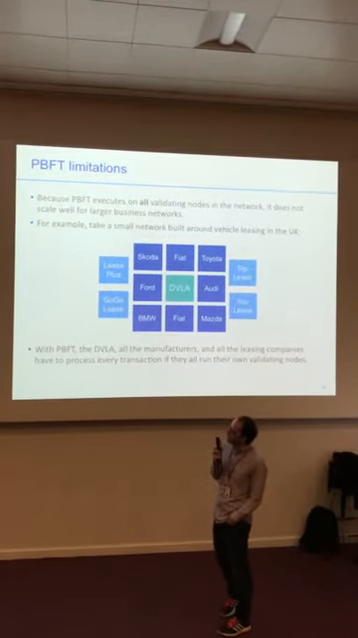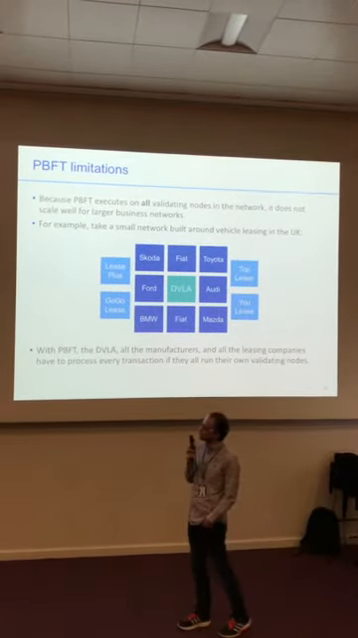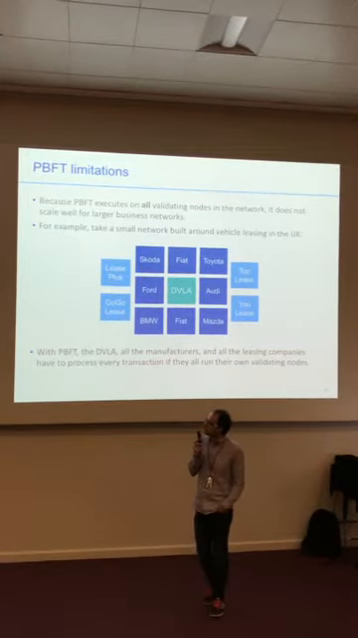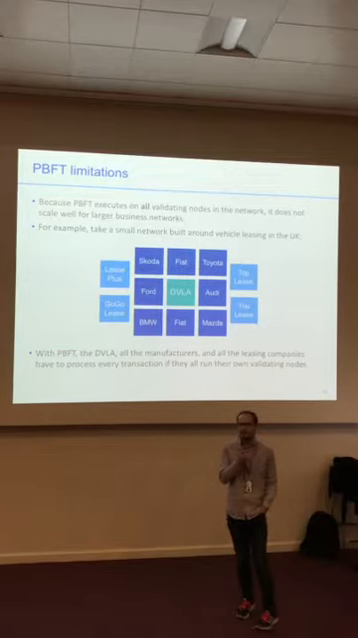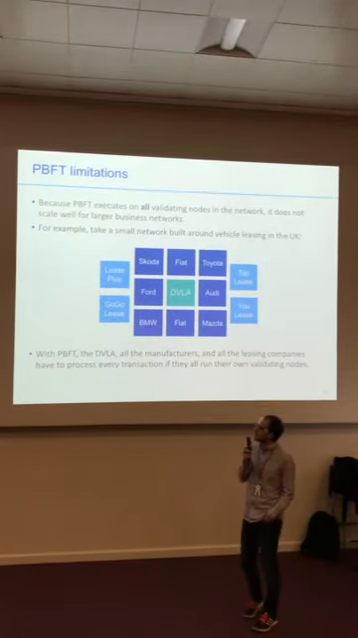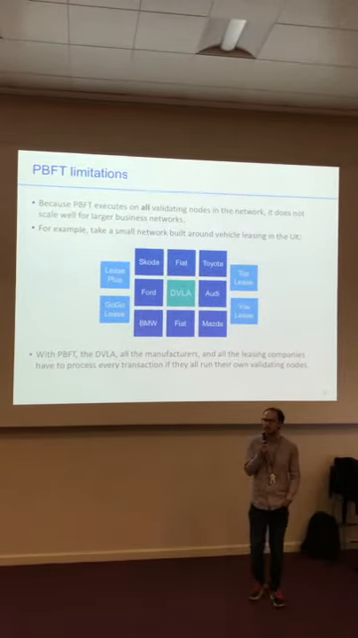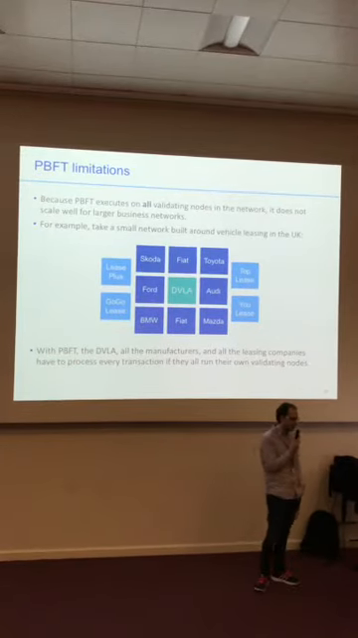We have 8 car manufacturers and 4 leasing companies buying cars from those manufacturers. There's also the green box in the middle, which is the DVLA, that's the regulator for this business network, and he needs insight into what is happening. He needs to know who owns which cars and when.